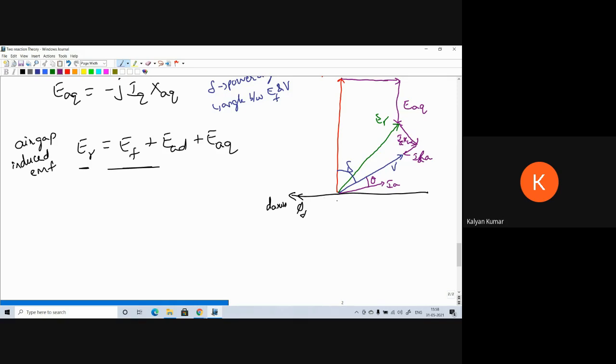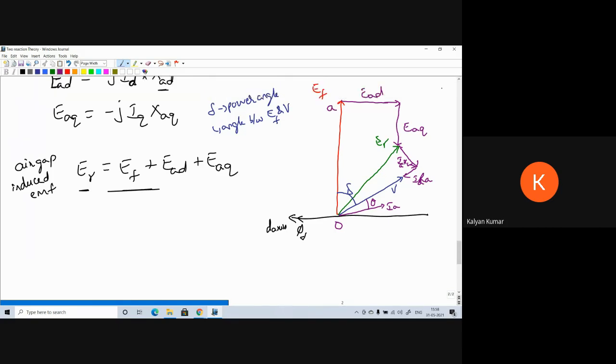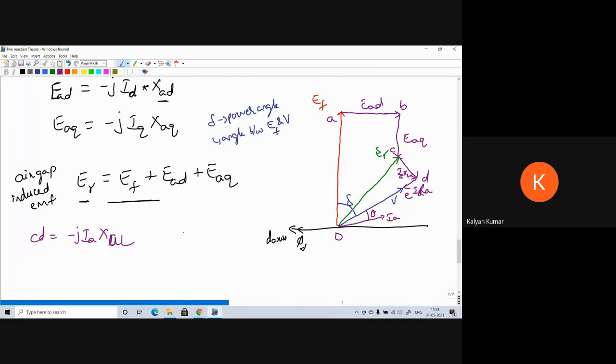So, if you take this as O, this as A, this as B, this as C, this as D, this as E. Now, CD represents minus j Ia XL drop. Now, to this, if you add XAL, let us take.